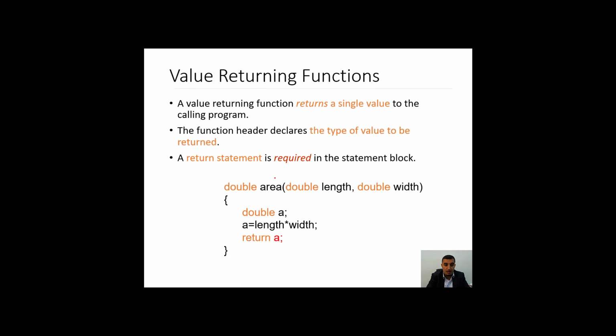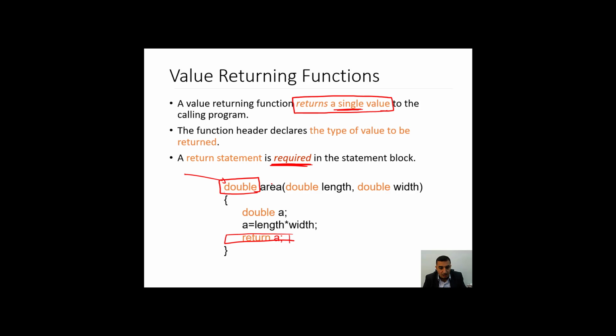Now, functions returning values. A value-returning function returns a single value. This will return only one single value. A normal function will return only one value. The function header declares the type of return. So here, this is the function header, and this is the type of return. We are going to return a double. A return statement is required. You must write a return statement.